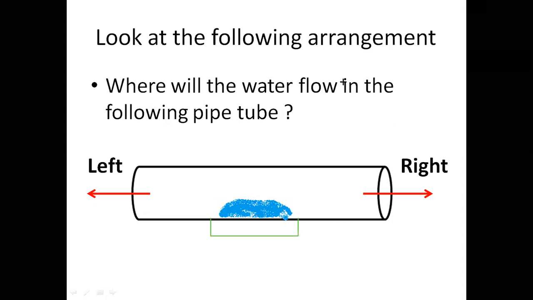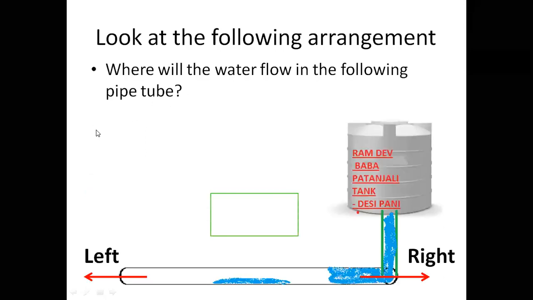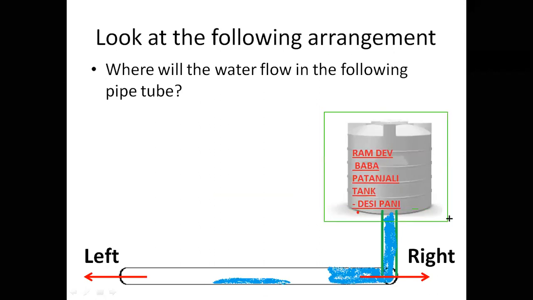Okay, fine. The next concept we'll focus on is that this water is not going to go anywhere. Now suppose we have attached this bottom pipe, which was having some water, to a tank. We are using the Ramdev or Patanjali tank, which contains desi pani. We have joined it to our regular pipe, and we switched on the tap connected to this tank.